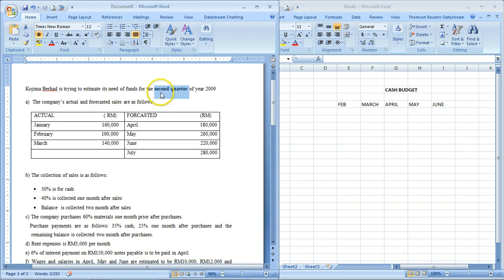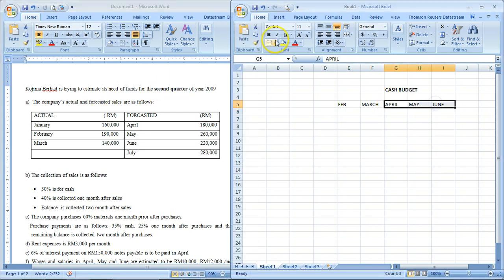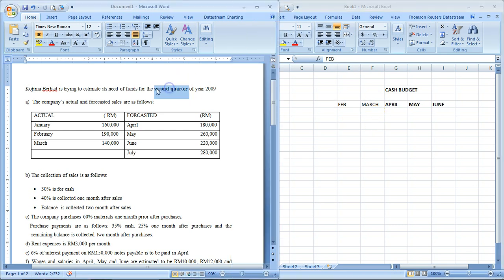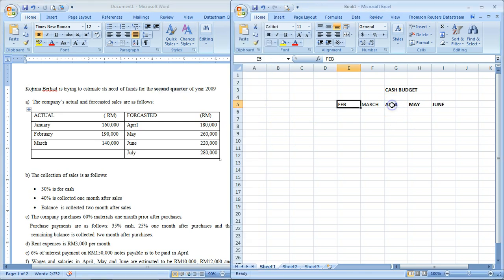If the question asks you to do the second quarter, it indicates that you have to do April, May and June. Please do plus two months before April. Why? It can help you when you want to calculate your sales and your purchases later. If the question asks for the third quarter, you prepare July, August and September plus two, which means May and June before July.